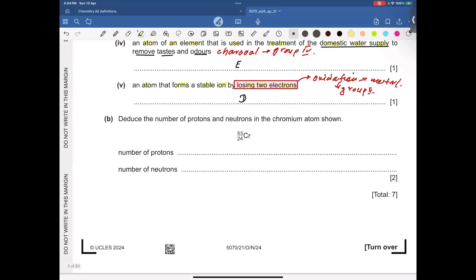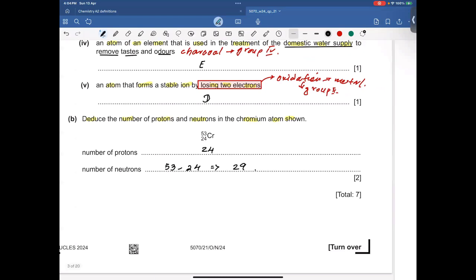B part, deduce the number of protons and neutrons in a chromium atom. By the way, chromium is a transition element. Its atomic number is 24, which means it has 24 protons. We have atomic mass 53 and atomic number 24. If we subtract these two values, I'll get 29 neutrons. Okay, so that's the end of this first question. Let's move on to the second one.